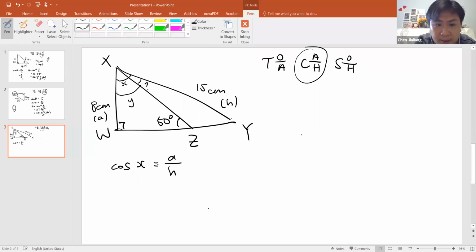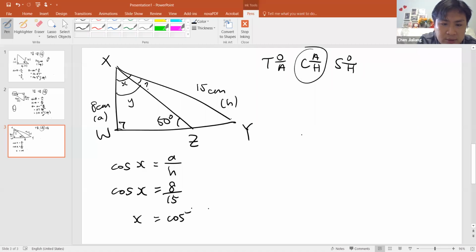Okay, we'll write down the formula. Now cosine X is equals to 8 over 15. To find X, we'll take cosine inverse. So cosine inverse 8 over 15. Then we press enter. We'll get 57.77. This one don't round off here because this is not the final answer, so you can leave it as 2 decimal places.